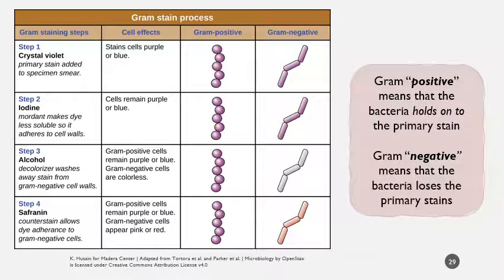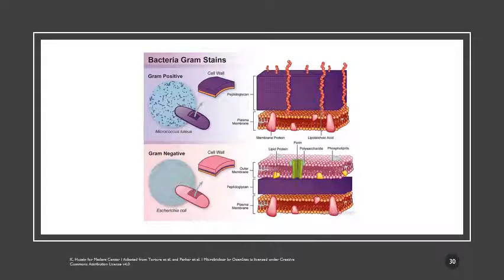So the positive here means that the bacteria is holding on to that primary stain. It's positive for the crystal violet Gram's iodine complex. Gram-negative means that the bacteria is getting rid of that primary stain. Once you go through the counterstaining, it washes away that primary stain. So here we can see some kind of combination of the structure of the different bacterial cells, as well as the kind of insert into the cell and how it looks under the microscope.